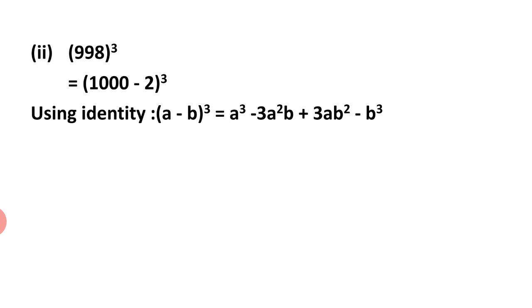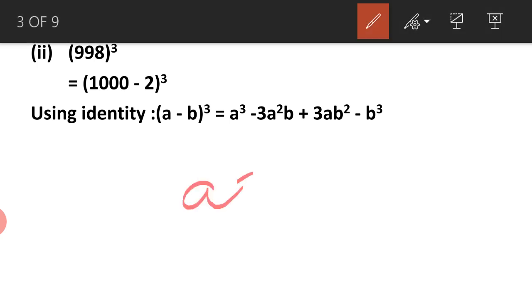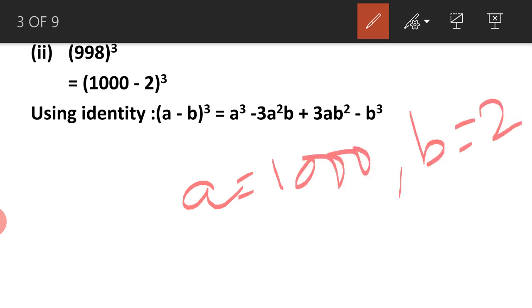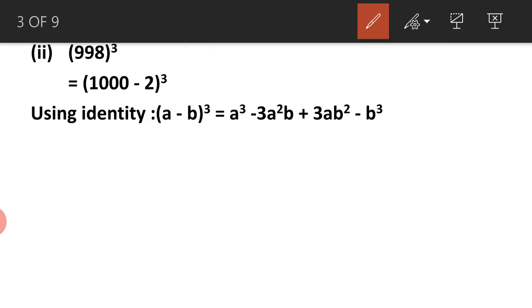You can use any form of this identity. You can even go with a cube minus b cube minus 3ab into a minus b. That also will give you the same answer. Again here, how much is a? So a is equal to 1000, and b is equal to 2. Put the values in the identity and get the answer.